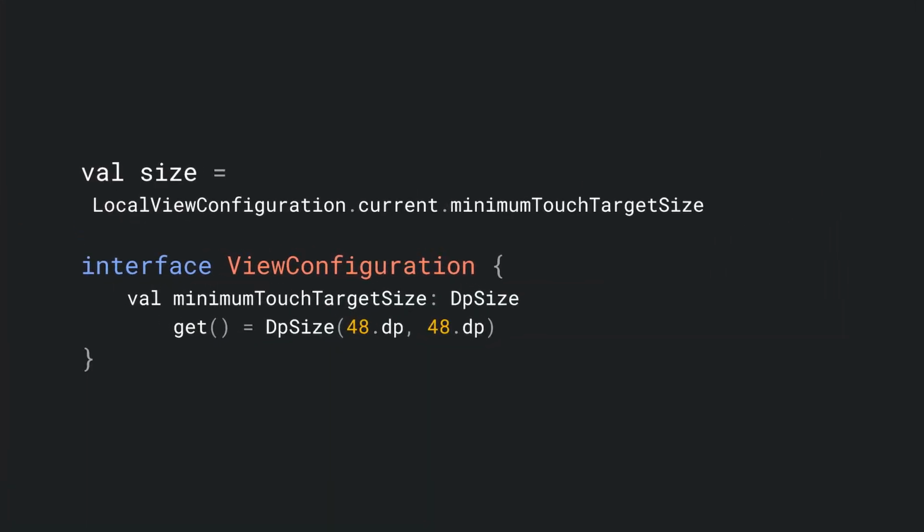To ensure consistency for all components, you should be using the minimum touch target property of the view configuration composition local to define the minimum touch target size for your components. Compose uses the value of this property to set the touch target size of the interactive components and the minimum size of the interactive material components. I mentioned that Compose fills in accessibility information by default, but that's not always possible. Sometimes Compose as a framework doesn't have enough information to feed into the accessibility services.